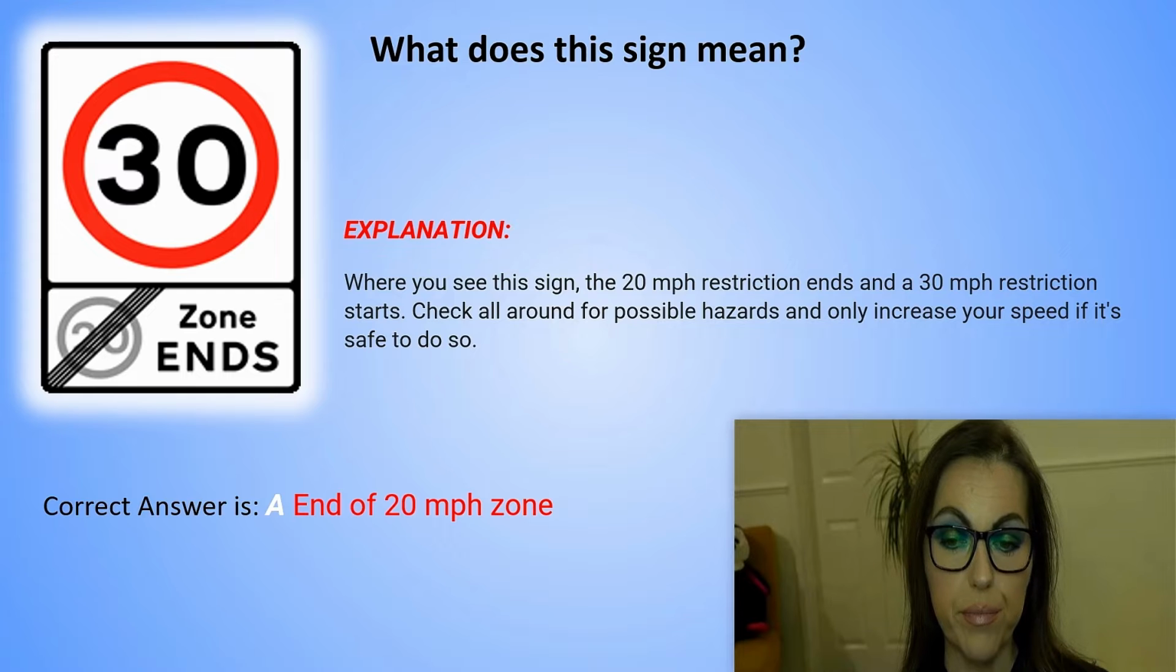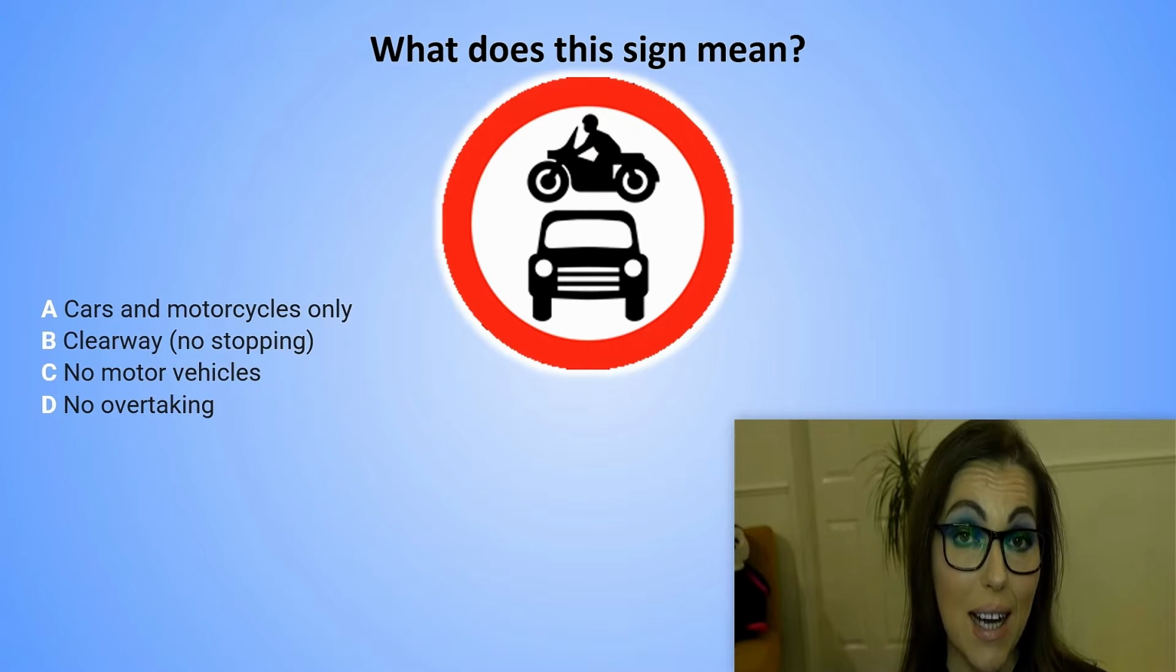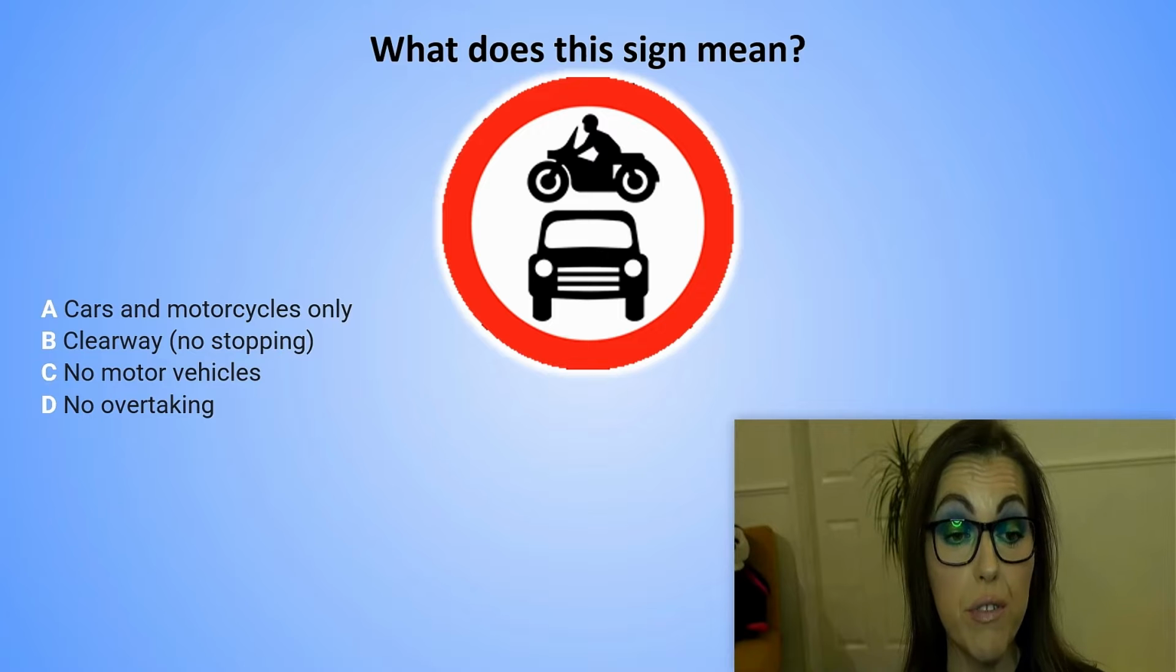Next question. What does this sign mean? A. Cars and motorcycles only. B. Clear way, no stopping. C. No motor vehicles. D. No overtaking.